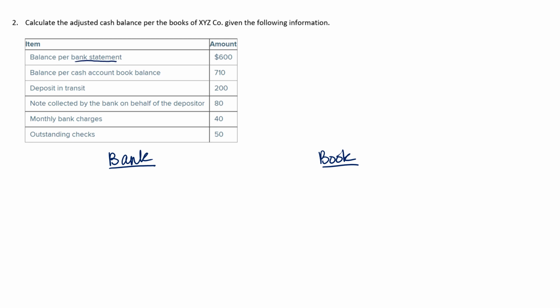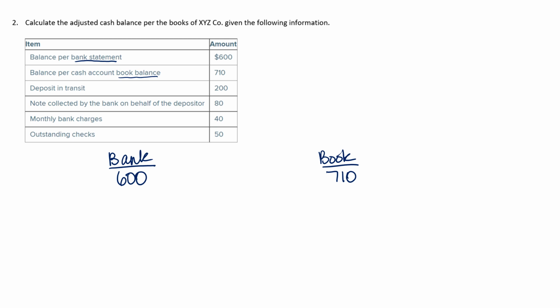That means $600. We record that as the very first thing in our bank reconciliation on the bank side. The second item says the balance per cash account book balance is $710.